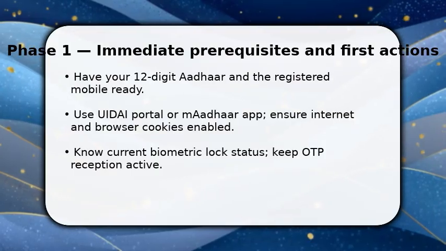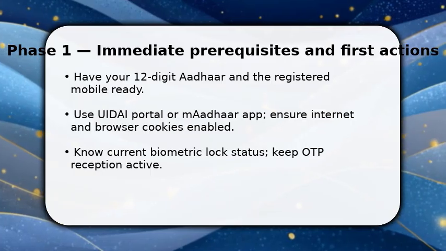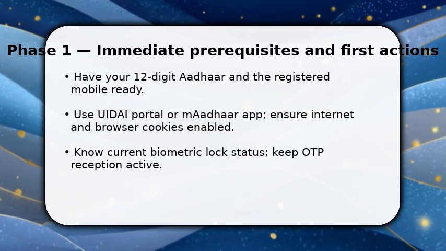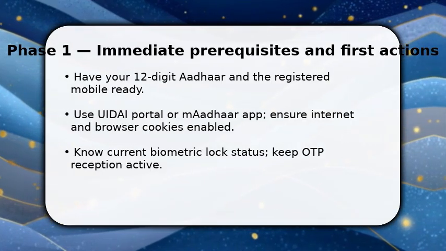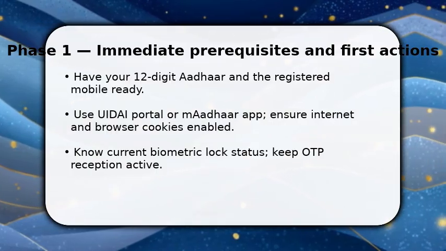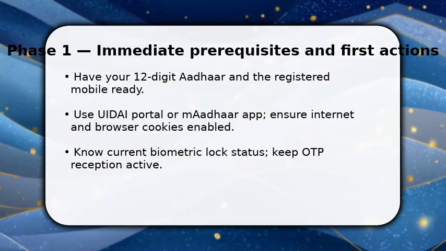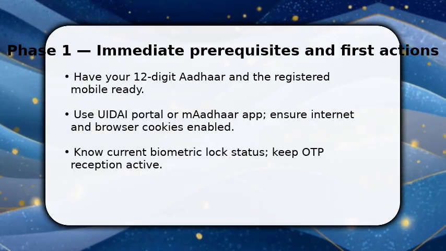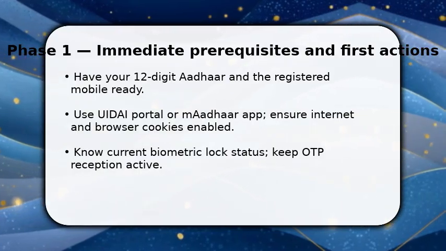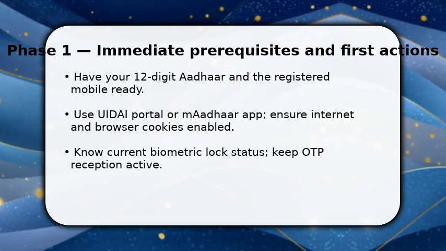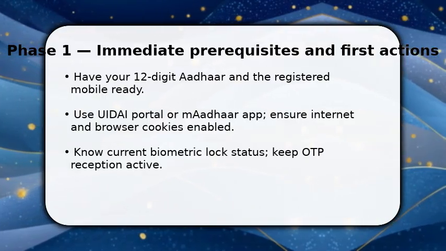You begin by confirming prerequisites, your 12-digit Aadhaar and the mobile number registered with UIDAI. Once done, open the Aadhaar app or UIDAI lock/unlock biometrics page and choose Unlock Biometrics. You must request an OTP to verify identity, so make sure your phone can receive SMS now.